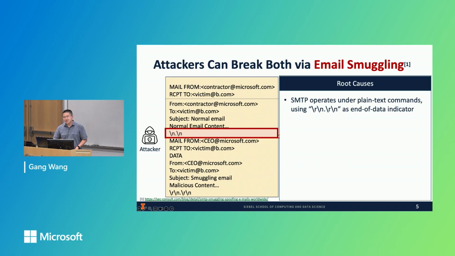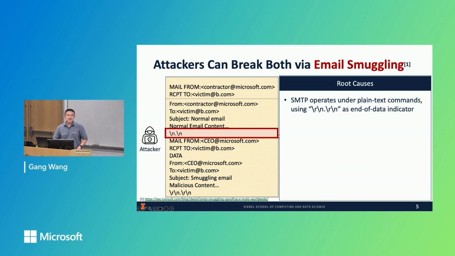If you know, SMTP operates on plaintext commands. It uses \r\n.\r\n as the official end of data indicator. So if you implement your email server correctly, when you see that, you say, okay, that's the end of the email.